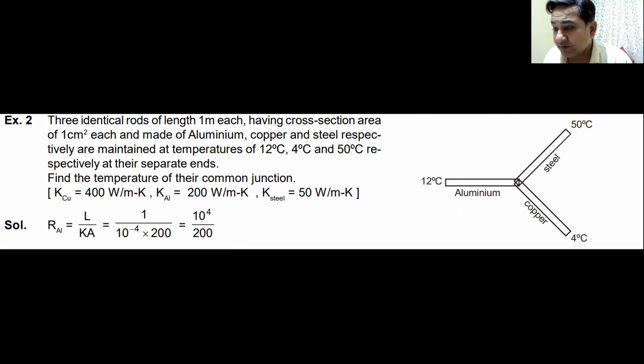A similar question. Three identical rods of length 1 meter each. The length is same. Having cross-section area of 1 centimeter square. Cross-section area is also same. And made up of aluminum, copper, and steel, respectively, are maintained at temperatures 12, 4, and 50 degrees, respectively, at their separate ends. Find the temperature of the common junction.